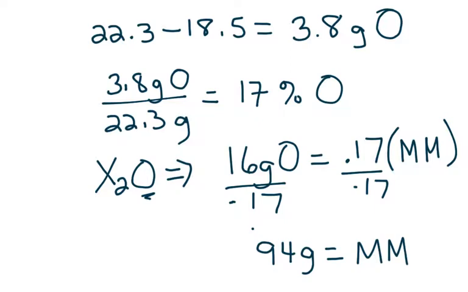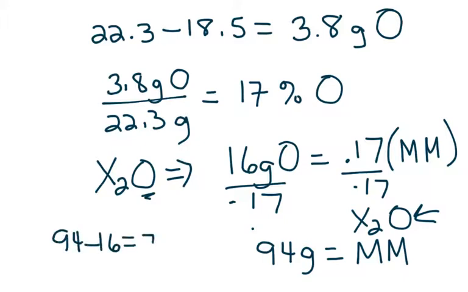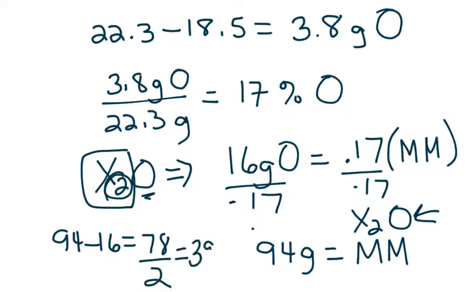Well, again, what does this tell us? This is the molar mass of X2O. We know 16 of those grams come from oxygen. So 94 minus 16 leaves you with 78. And we know that 78 grams represents those 2 moles of X. So we need to find out who X is. So we're going to have to divide by 2. And when we do that, we get 39.